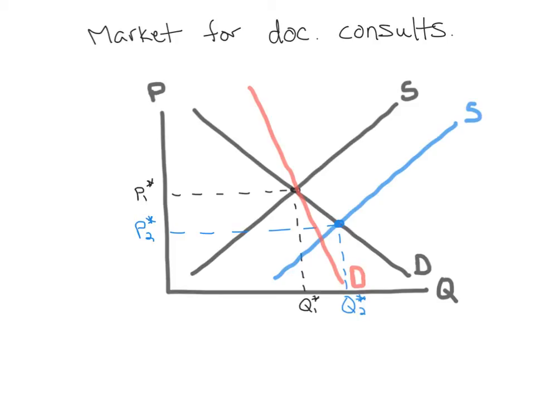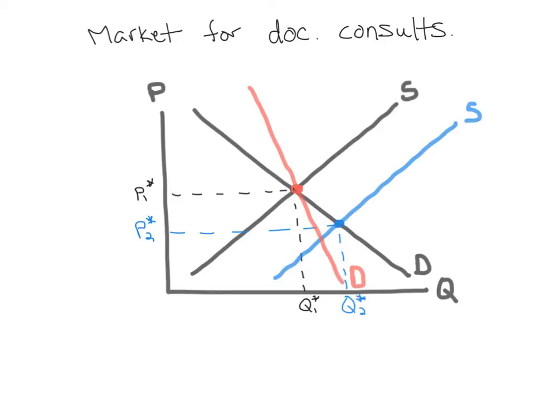Okay, now let's see how having a more inelastic demand curve affects the answer to the last example. So the way I've drawn it, our initial equilibrium is going to be where the original equilibrium was. So we're still going to have P star 1 and Q star 1 as our starting point.